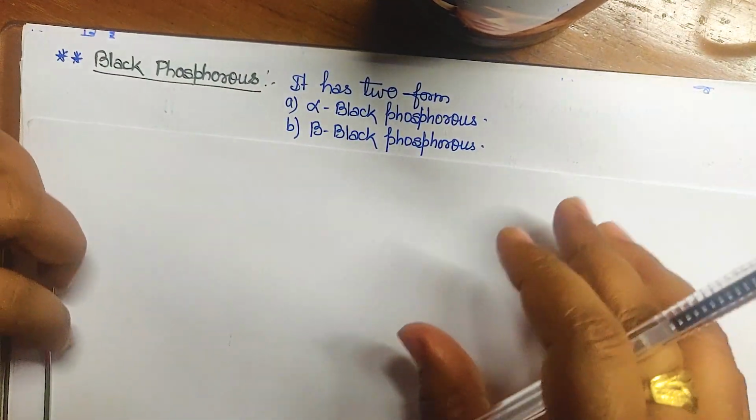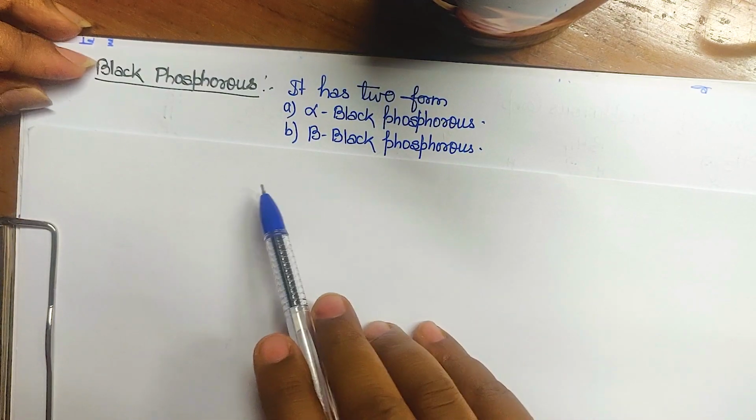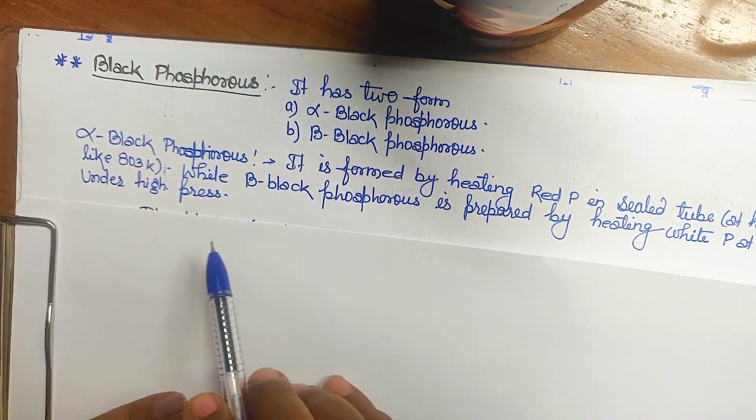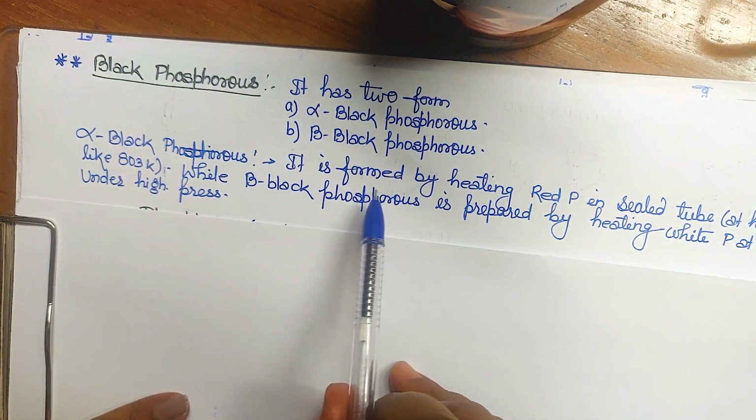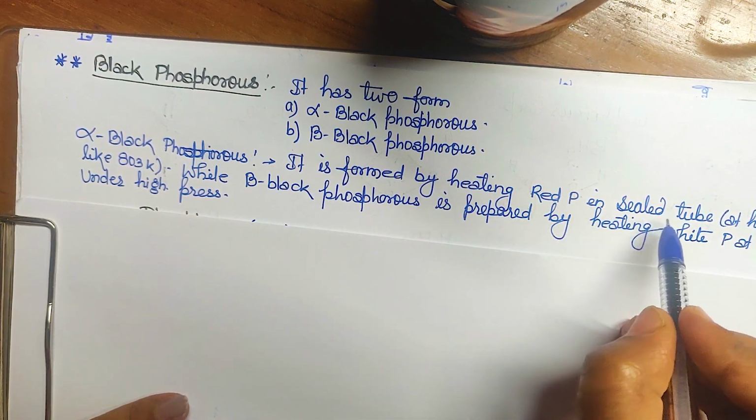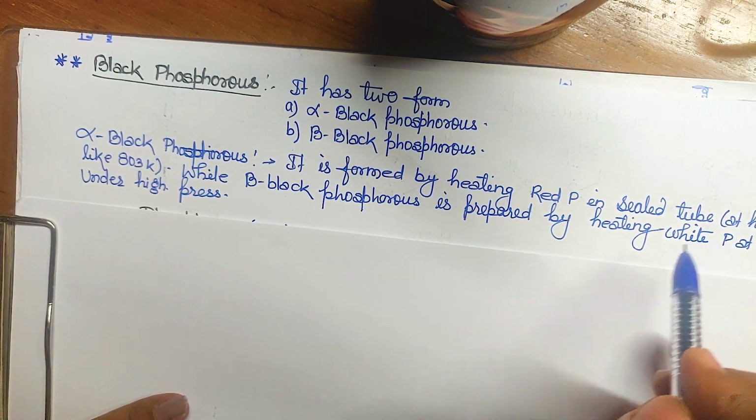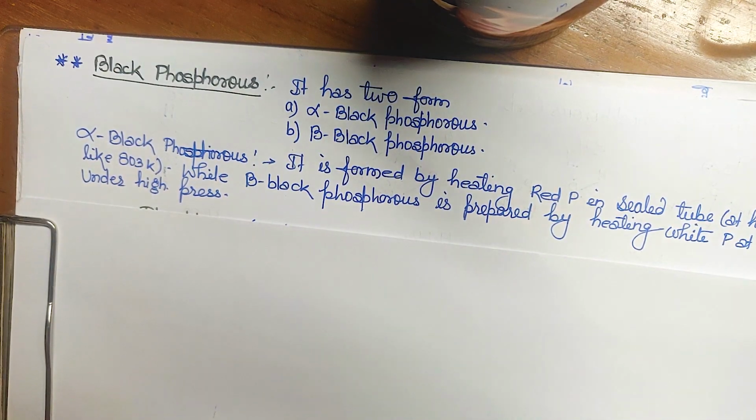Okay, so now the next thing is black phosphorus. So we are supposed to know what black phosphorus is. Black phosphorus is again of two types, two forms, alpha black phosphorus and beta black phosphorus. Alpha black phosphorus is formed by heating red phosphorus in a sealed tube at high temperature, while beta black phosphorus is prepared by heating white phosphorus. That means if we heat the red phosphorus in the sealed tube at high temperature, it will give you alpha black phosphorus, and if white phosphorus is heated in a sealed tube at high temperature and high pressure, then it will give you beta black phosphorus.